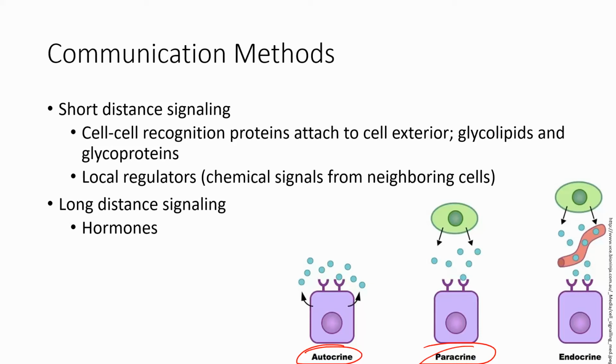Long distance signaling is called endocrine signaling, and that is usually going to involve molecules that are carried by some sort of circulatory system. In humans, for example, they're carried through the blood. If they were being carried around through a plant, they would be carried through its vascular tissue, the xylem and the phloem.